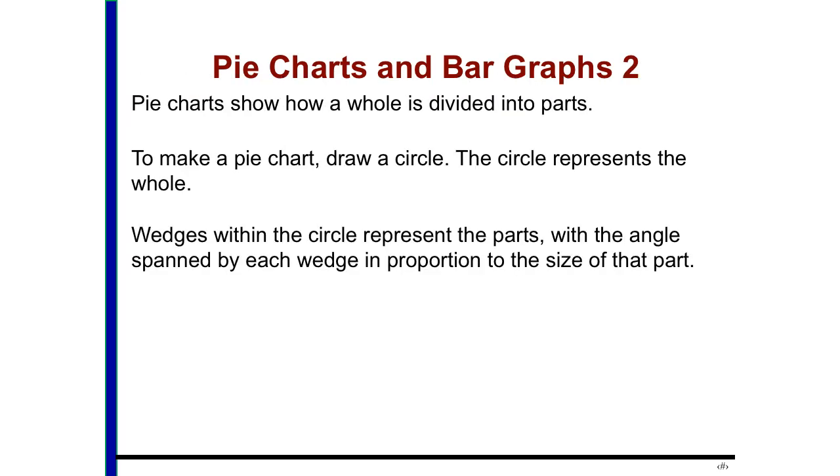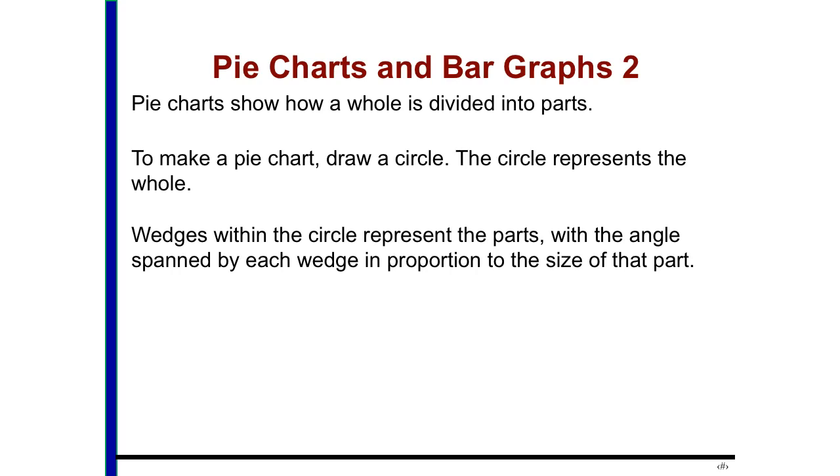Now, some notes about pie charts. Pie charts show a whole that is divided into parts. So you have to have a whole that you're dividing into parts in order to make a pie chart. You're drawing your circle, the circle represents the whole, the wedges within the whole represent the parts. And we talked about how to find the exact angle measure that you would use.